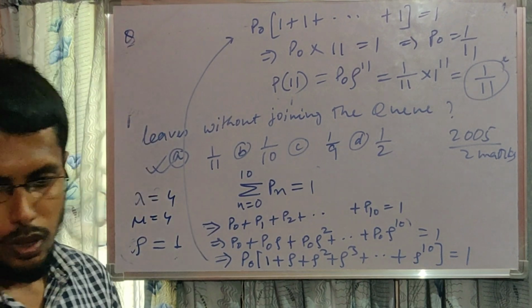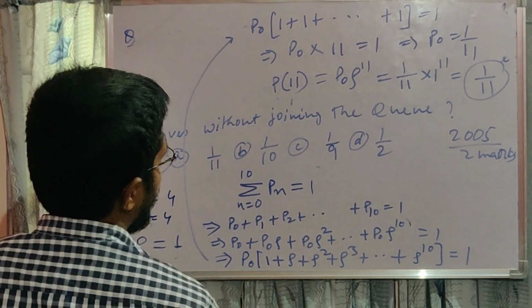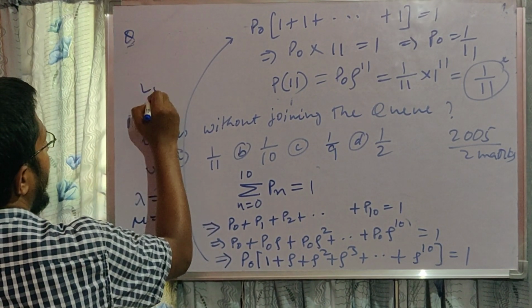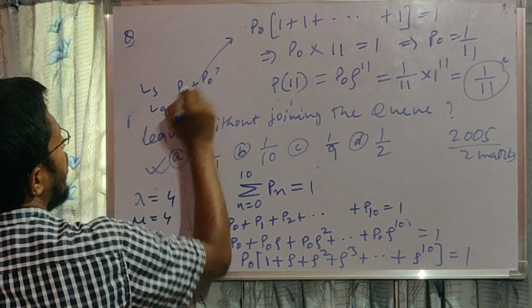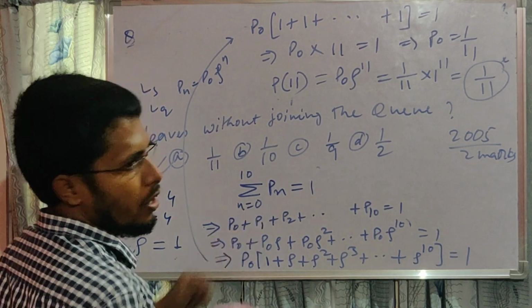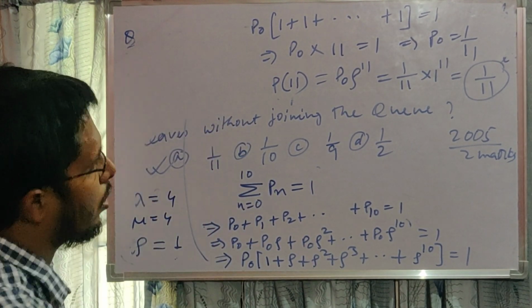Got it? So questions may be in this form also, not always in the other form: LS, LQ, Pn equal to P0 into rho to the power n. It may be in this form also, where the summation of all the probabilities is equal to 1.